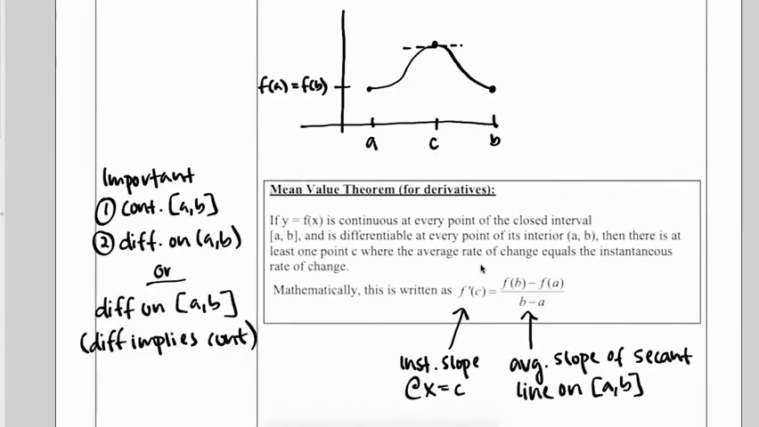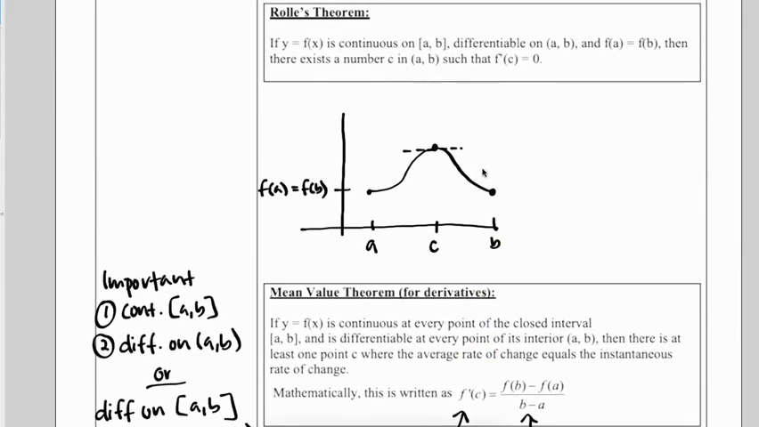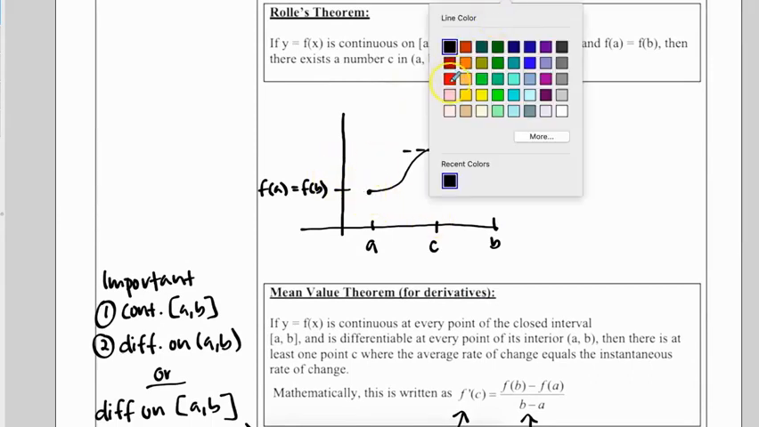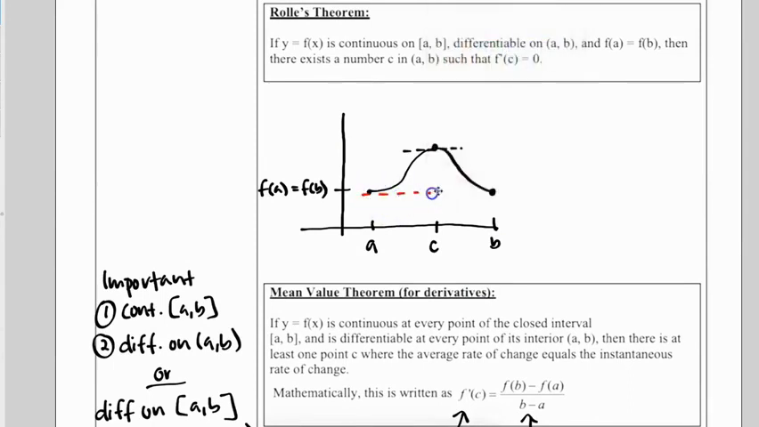And really, going back over here, Rolle's theorem is really saying the same thing. It's just a specific case of the mean value theorem. I see that if I were to connect my points A and B, hey look, I have two horizontal lines. They both have a slope of 0. So this is the mean value theorem again.